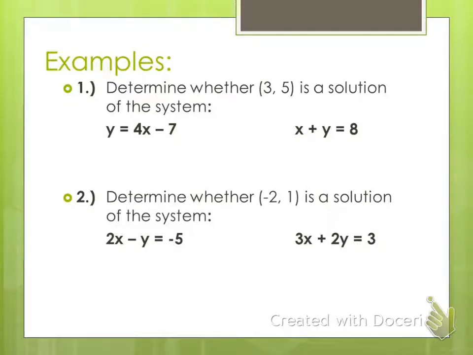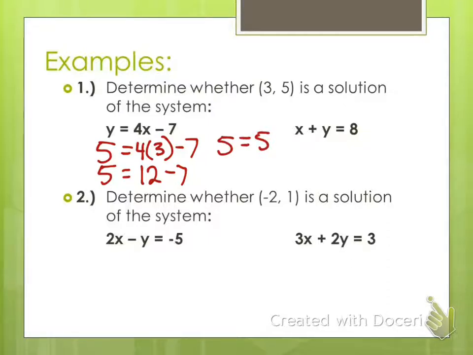So what's going in for y? 5 equals 4 times 3 minus 7. What is 4 times 3? 12. What is 12 minus 7? 5. So we end up with 5 equals 5. Is that true? Does 5 equal 5? Yes, that's true. So it worked for that one.